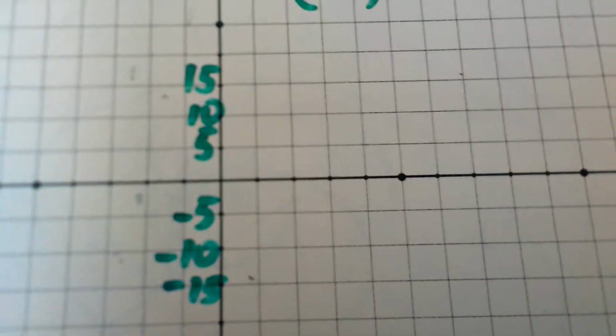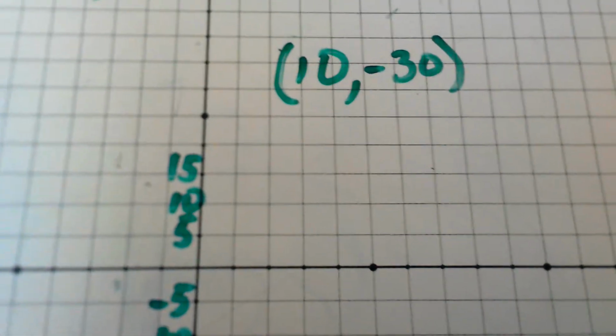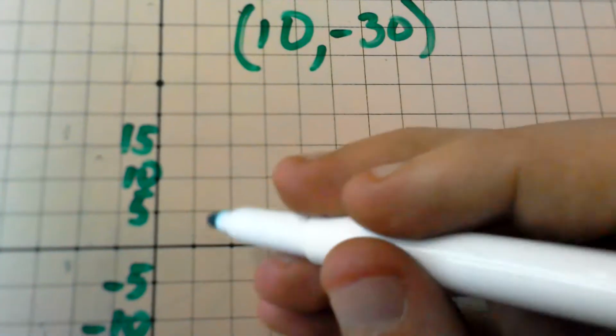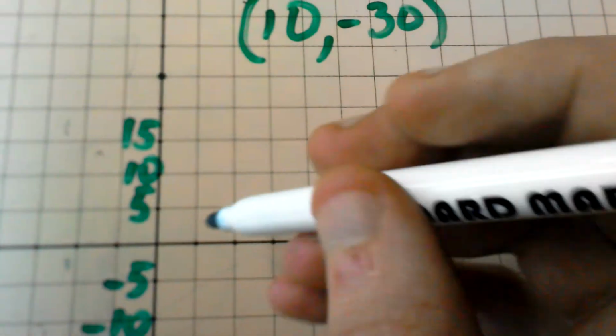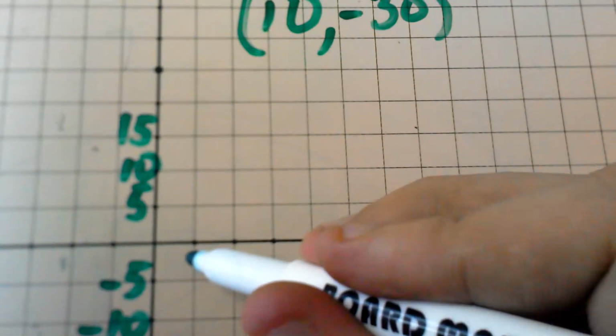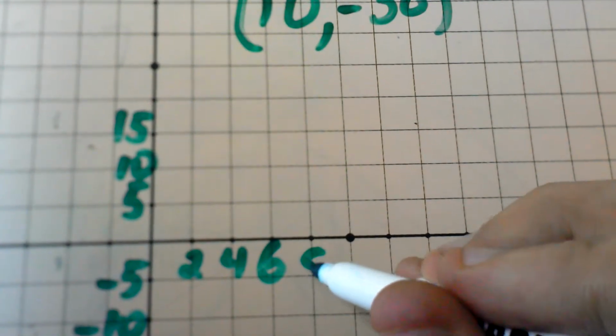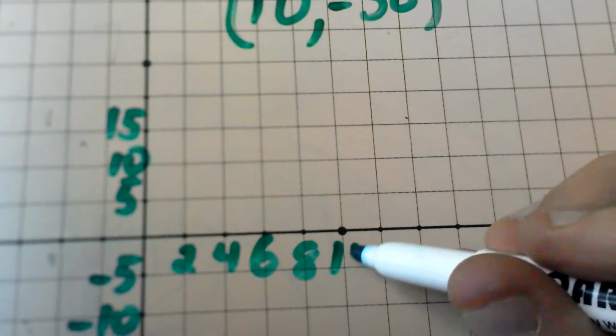Now, just because I counted those by 5s doesn't mean I need to count my x's by 5 as well. Maybe for this, since I'm counting, I have 10, maybe I want to count by 1s. Maybe I want to count by 2s. In this case, I think I'm going to count by 2s. 2, 4, 6, 8, and I know that's going to be a 10 right there.